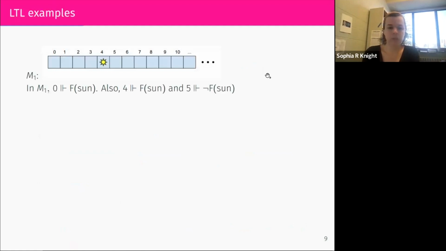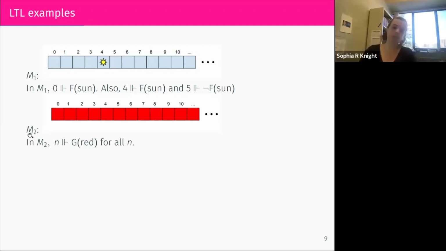So here's a couple examples just in case people haven't seen LTL before. This is M1. The only proposition is the sun, which is true at state 4. So 0 makes F sun true. 4 also makes F sun true because now is part of the future, but 5 does not make F sun true.